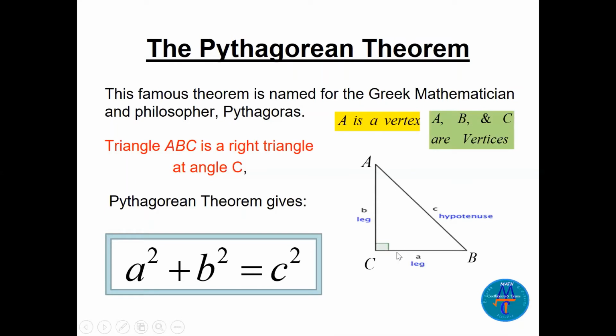A is the small side and B is this other small side. C is the hypotenuse facing the 90. So A squared plus B squared is equal to C squared. Just to mention that A by itself we call a vertex. If we take all the points A, B, and C, we call them vertices.